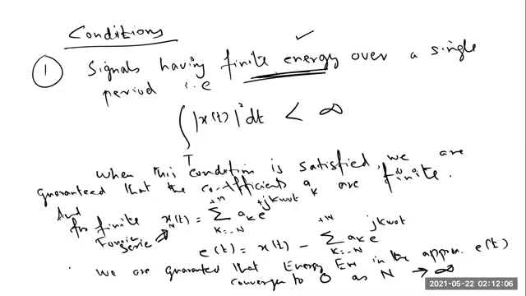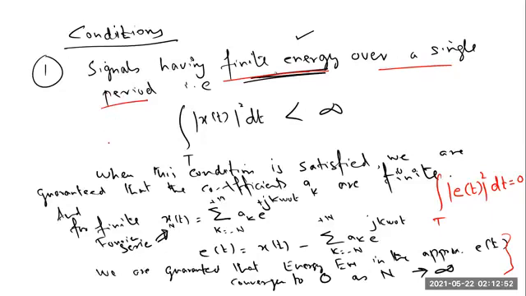So let me write this in red color. What is the meaning of this? It means that if you take the energy of the error signal over one period, the answer will come out to be zero in the limit. And that is a very important result. It is telling us that when you have a periodic signal which has finite energy over a single period, this type of signal will have a Fourier series representation.